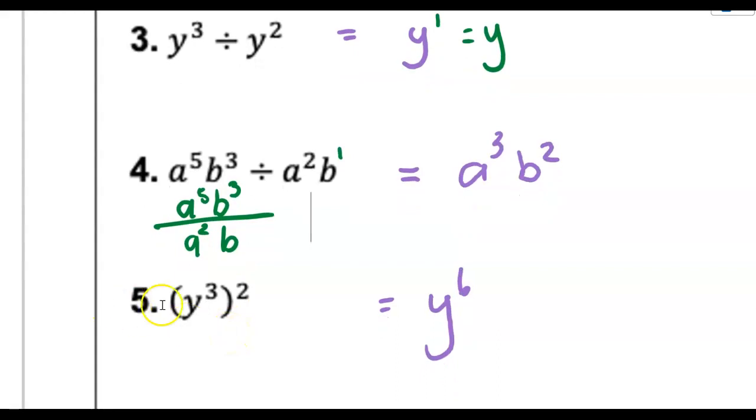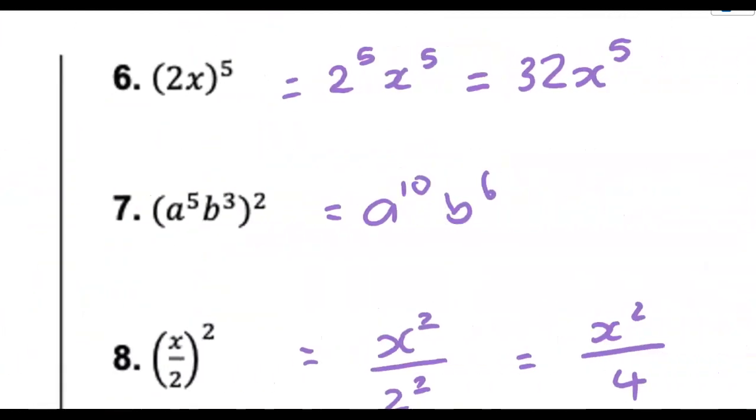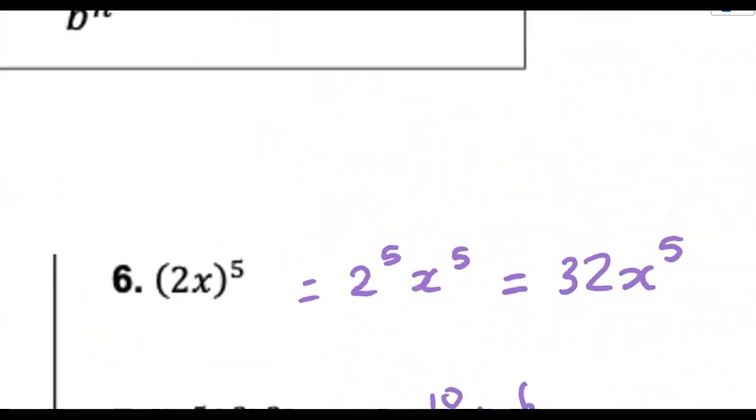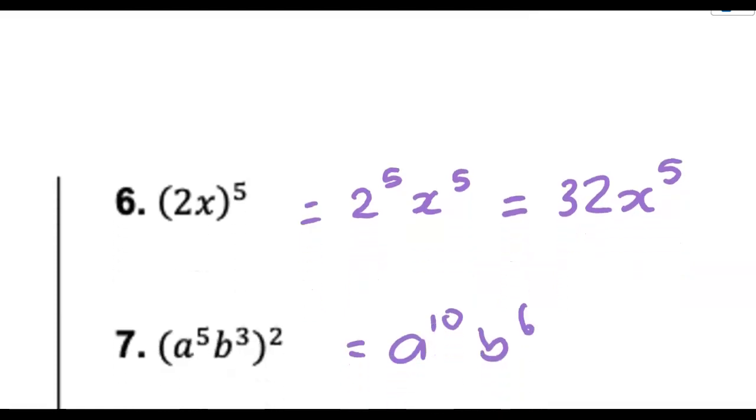Okay, here's our next rule. So when we have a base to a power and another power outside the brackets, we just multiply our numbers. So we'd have y to the 6, because 3 times 2 is 6. Looking at question 6. Okay, two things inside a bracket and a power. That power relates to both of those terms inside that bracket. So 2 to the power of 5 and x to the power of 5. I can write my 2 to the power of 5 as 32. So I prefer that as 32x to the power of 5.